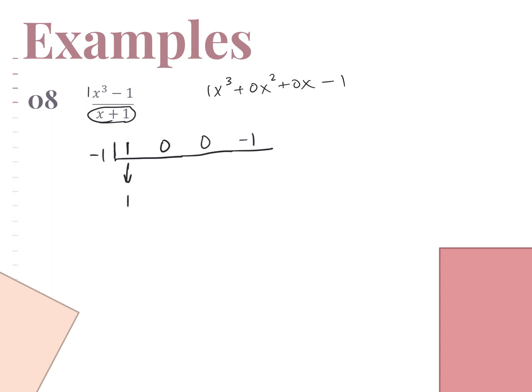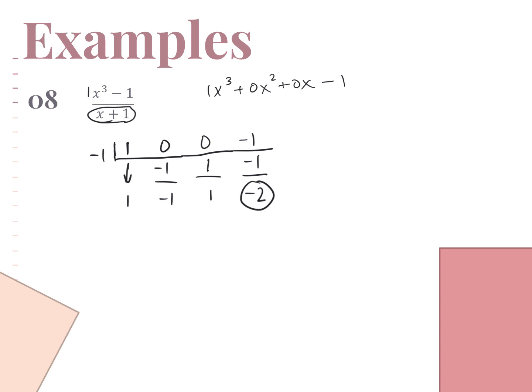So the first term gets brought down. I'm going to multiply negative 1 and 1. Then I multiply negative 1 and negative 1. And then I add that. Then I multiply negative 1 and 1, and I get minus 1. And then again, I add, and I get minus 2. And so this ends up being my remainder. So be careful with those negatives, back and forth.